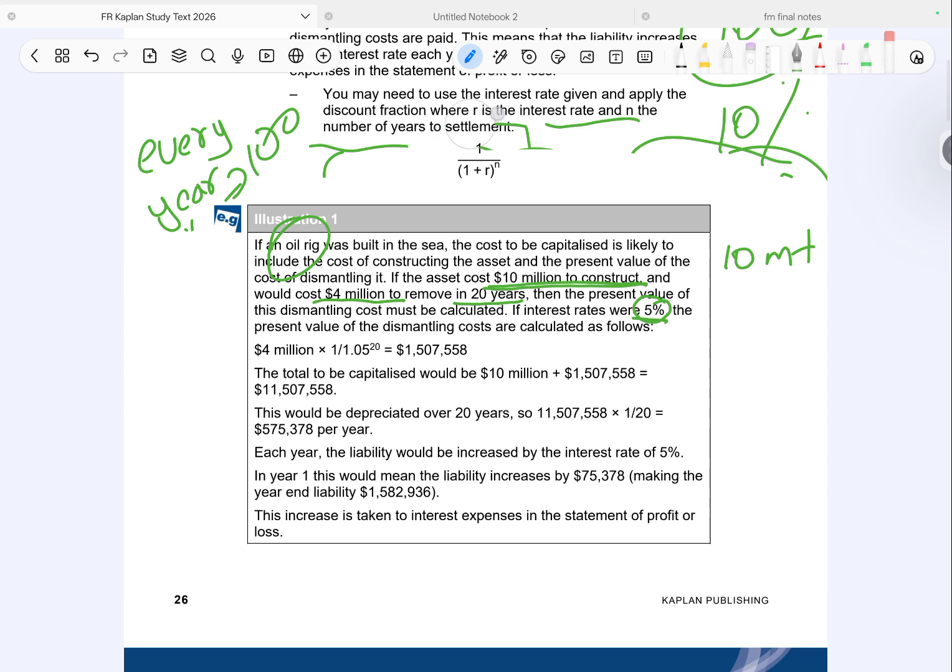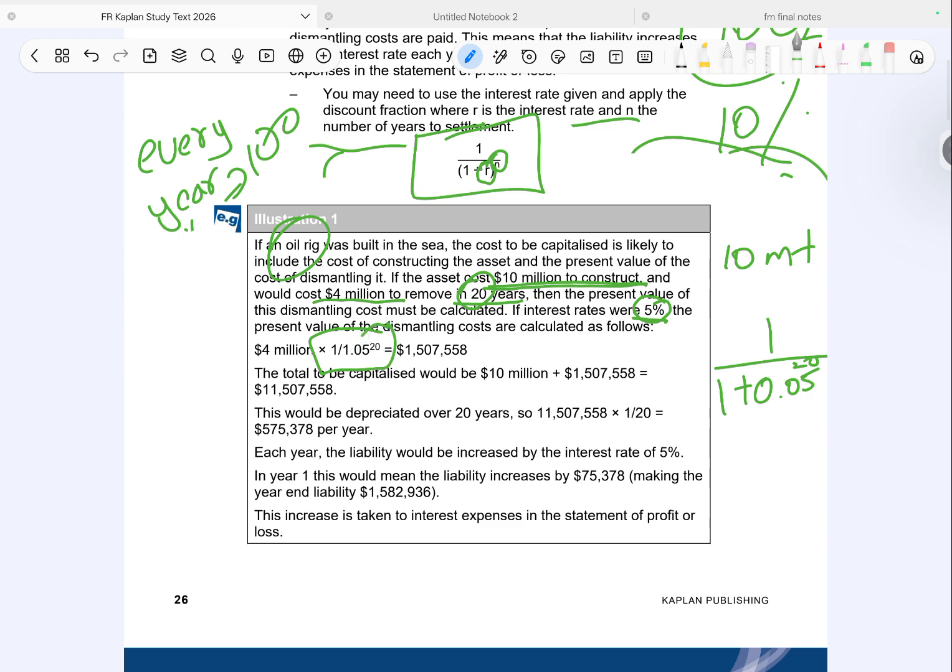So as stated, this is our formula: 1 upon (1 plus r) raised to the power n. So r is the rate of interest which is given to us as 5%. So we are going to write it as 1 upon 1 plus 0.05, raised to the power of n. n is the number of years which we need to calculate it for, so we'll raise it to 20. So this gives us this formula.